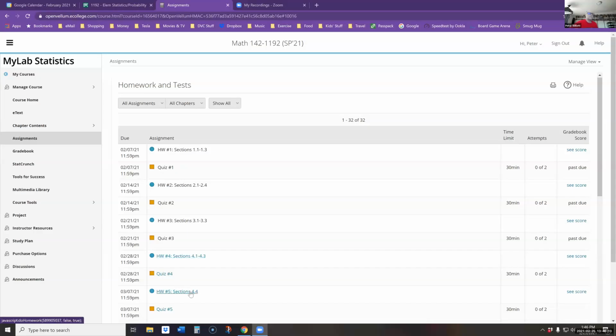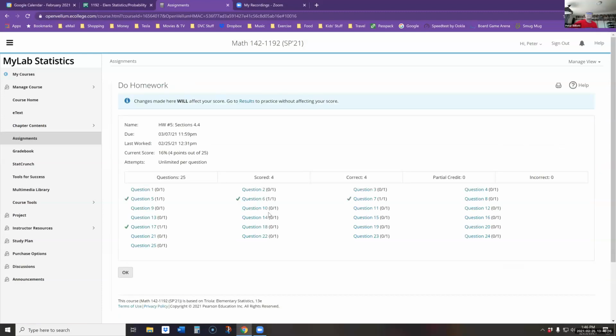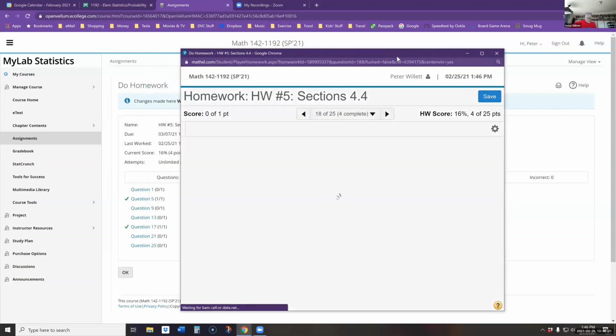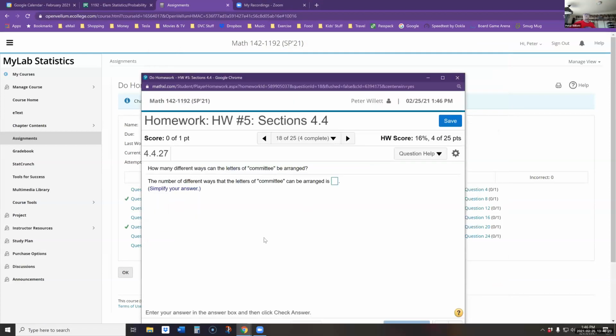So I'm gonna hop over to the homework, and I think it was like 18. So I'm gonna go to homework number 4, not due till next week, and look at number 18. So it's very simple. It just says, how many different ways can the letters of the word committee be arranged? So I'm gonna have to make my writing look much worse as I use my mouse to write, and it already looked bad when I had a nice pen on my tablet.